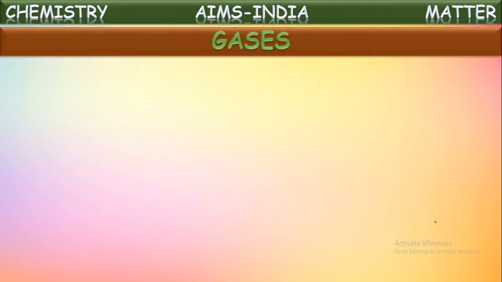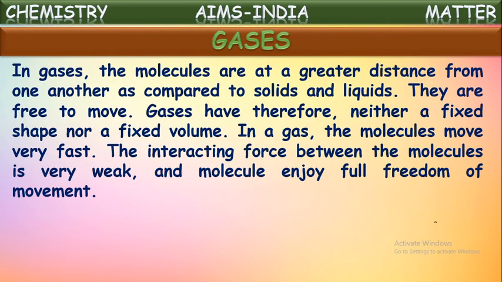Next, the third state of matter, that is gases. In gases, the molecules are at a greater distance from one another as compared to solids and liquids. So here, they are free to move. Gases have, therefore, neither a fixed shape nor a fixed volume. So we can say here there are no attractions between the gas molecules. They are free to move. And the distances between the molecules are very high when compared to that in solids and liquids. That is why gases do not have fixed shape as well as fixed volume also.